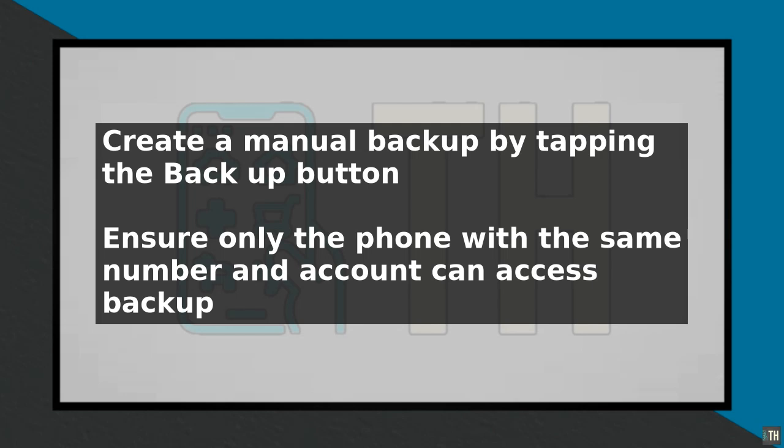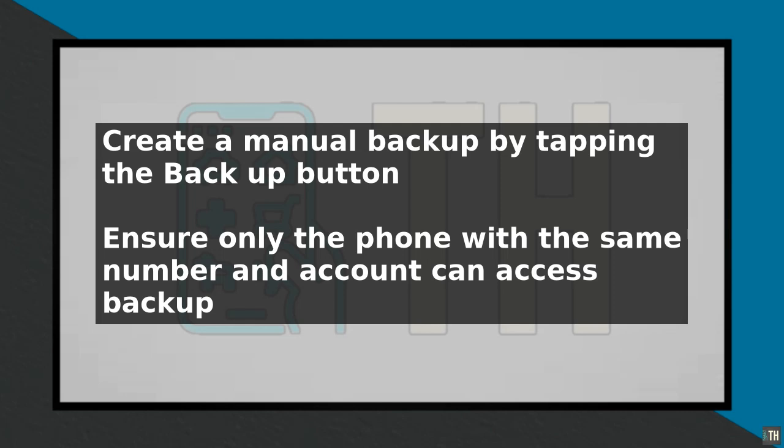In addition to Google Drive backups, you can also use a local backup option to save your WhatsApp messages to your device's internal storage or an external SD card. To do this, go to the Chat Backup section and tap on the Local Backup option.